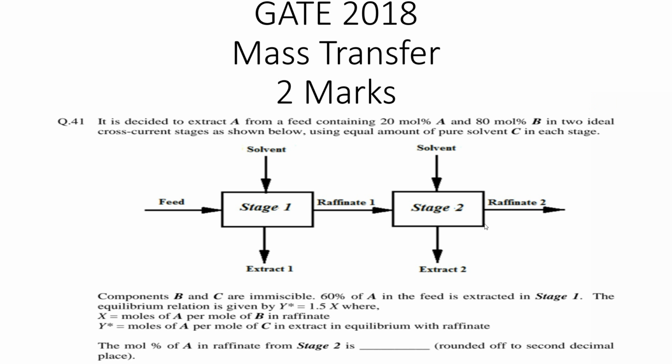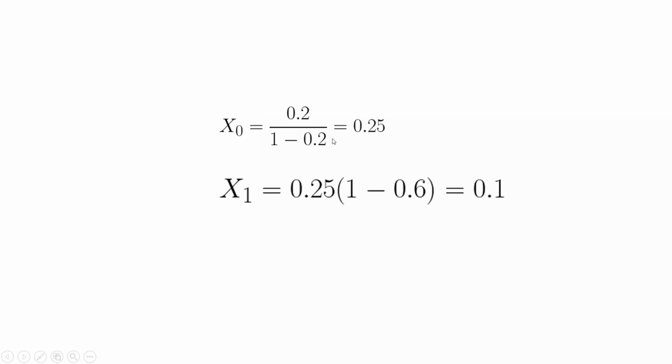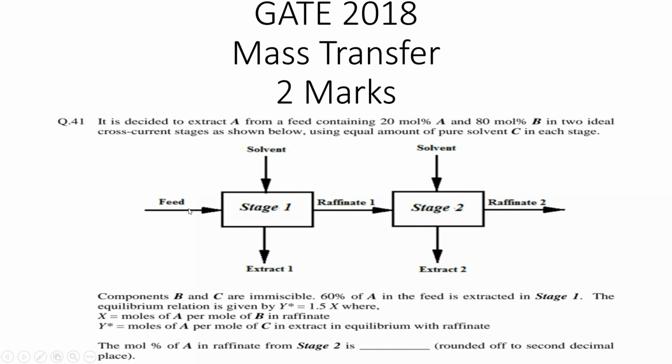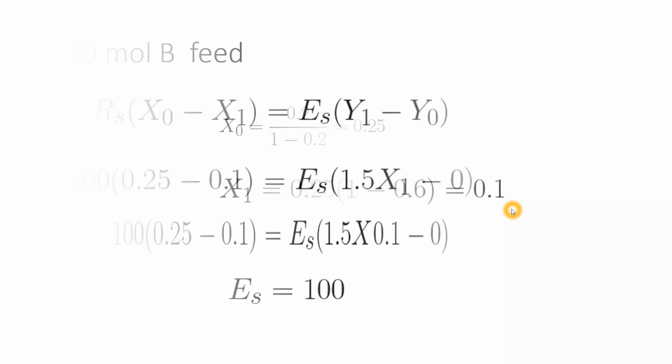You can see here we have given that X naught is 20%, that is, feed entering is 20%. So we will convert it to mole ratio: 0.2 divided by 1 minus 0.2. It will be 0.25, a mole of A per mole of B. And X1, since it is given that 60% of A will be removed in stage 1, will be 0.25 into 1 minus 0.6, which equals 0.1.